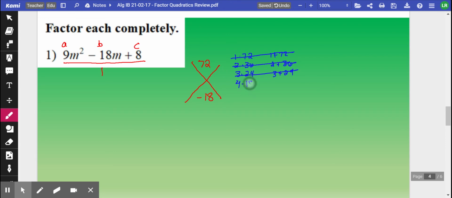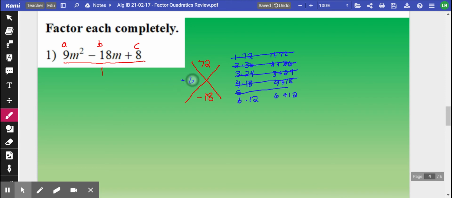72 divided by 4 is 18. 4 plus 18 is 20. It's getting closer, but it's not quite there yet. Okay, that's not it. 5, that's a decimal. 6, 72 divided by 6 is 12. Well, 6 plus 12 is positive 18.